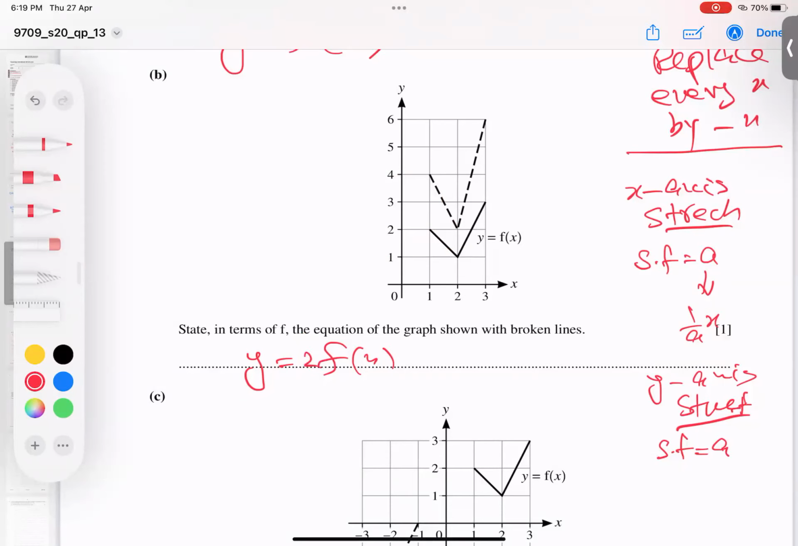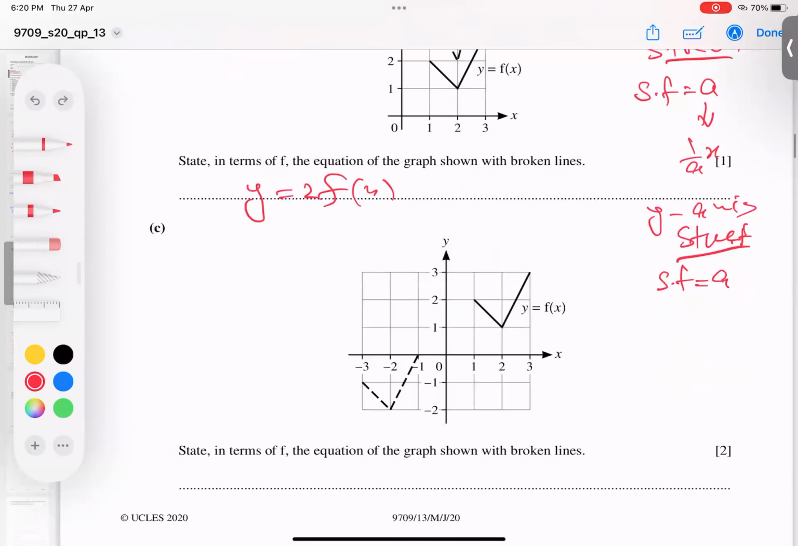I hope you got an idea. But if there's a stretch parallel to the x-axis, I will replace every x by the reciprocal of that and make it x. So for example, 2 means half x. All right, I hope that's a clear idea. Let's go for the next.